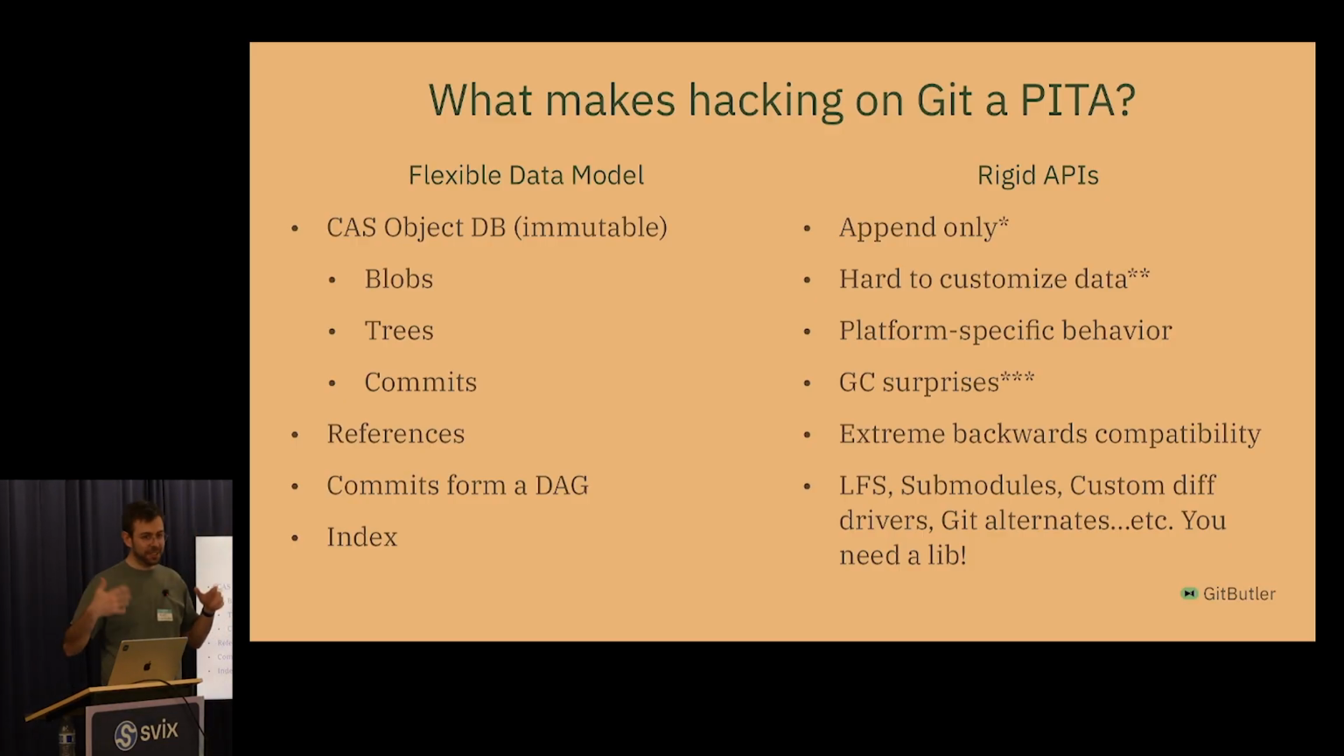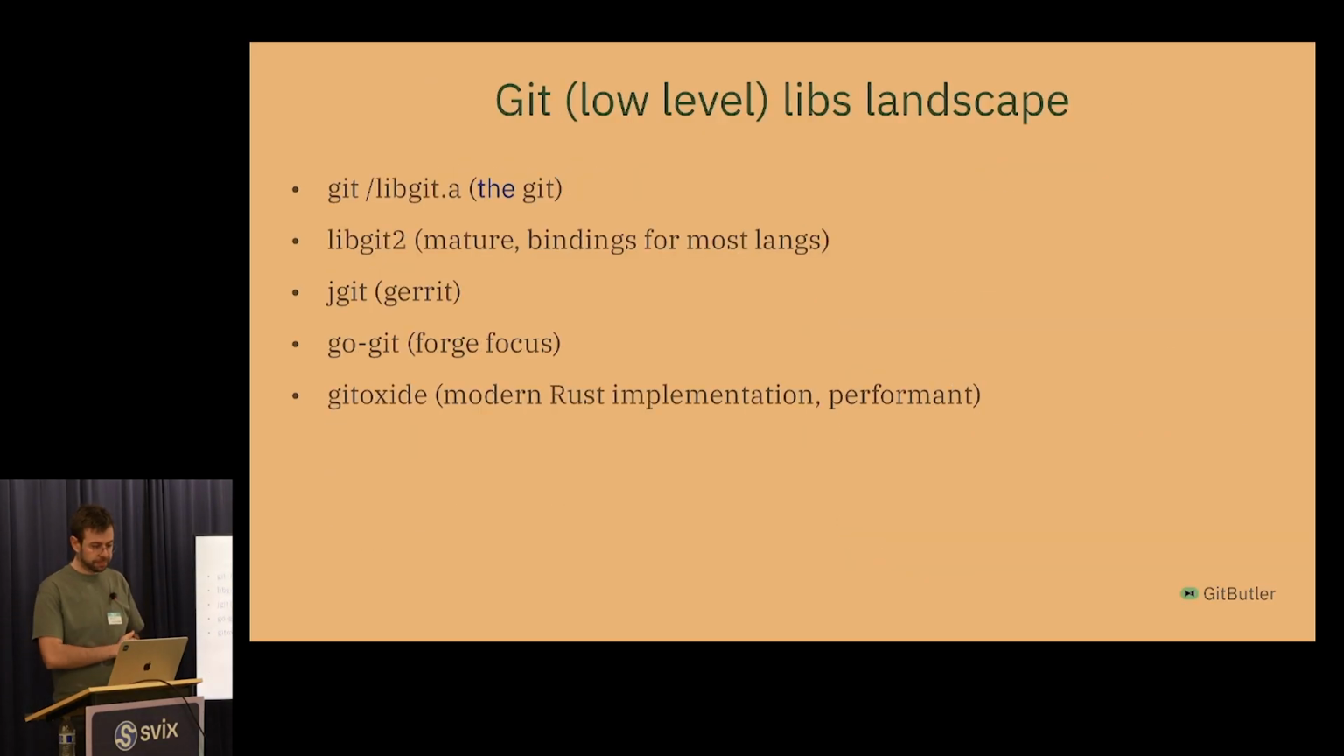So in a nutshell, you need a library. You can't just read the reference file and modify it. You can't do that. You need something that implements all the Git behavior. So I'm going to give you briefly an overview of the Git low-level libraries that are out there, a lay of the land, so that if you want to do cool stuff with Git, you know what you can pick up and use.